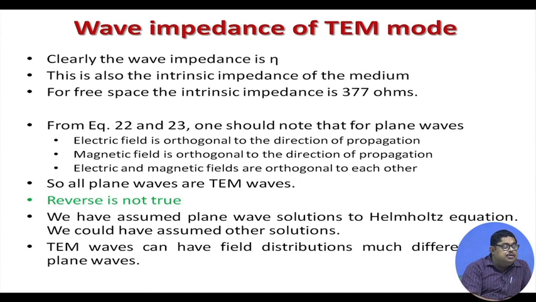So, the magnetic field is orthogonal to the direction of propagation, and the electric and magnetic fields are also orthogonal to each other. Obviously, Ex and Hy are also orthogonal. So, they satisfy the plane wave solution we have solved. Now, we see that they satisfy the criteria of TEM modes. So, all plane waves are TEM waves.